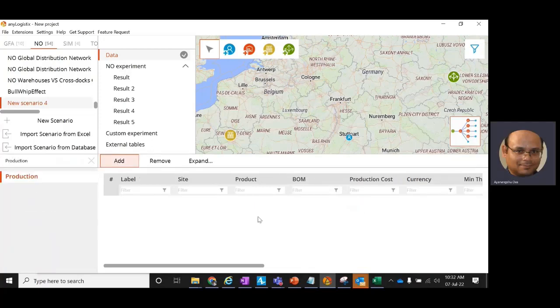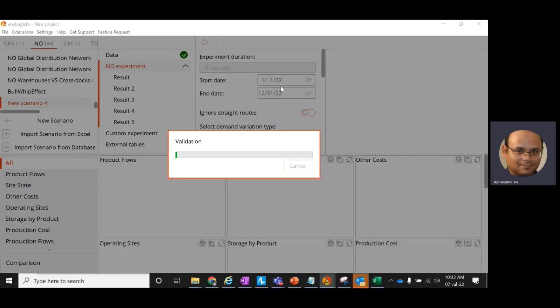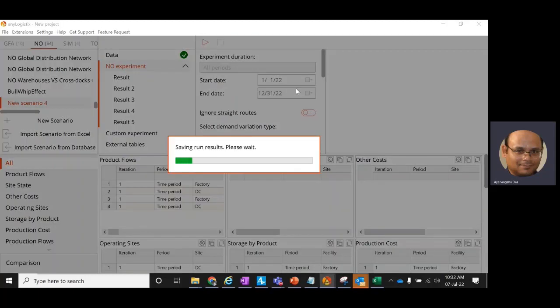We can add the production as a new row in the table. We can select the particular product. We can say 1 USD is the production cost. We now run the experiment and we will see that there is still some flow from the factory, and we will see how much it has manufactured.